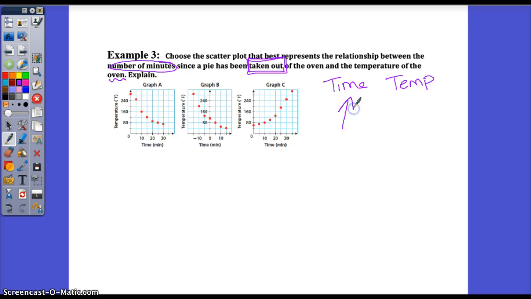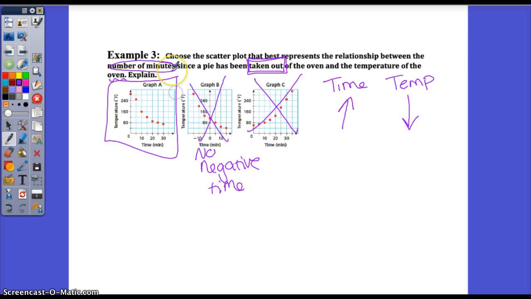As the time increases that your pie is out of your oven, so your oven has nothing in it, what's going to happen to your oven temperature? It's going to go down. So we need to find the graph that has a negative correlation. Clearly it's not graph C. What's the difference between A and B? Well, here we have negative time. Can you really have negative time? It's time after it's been taken out. So you can't really have the negative time. No negative time. So that's gone, so your answer is A.